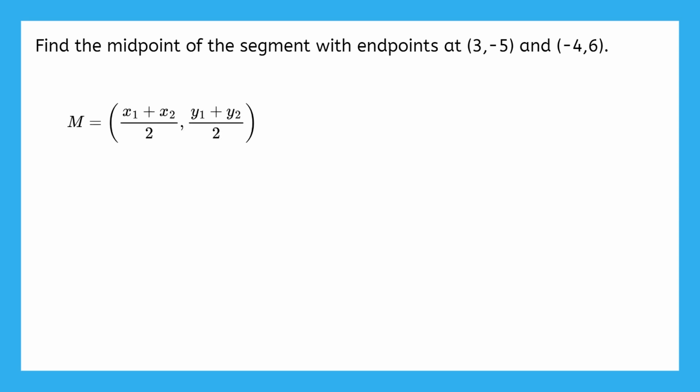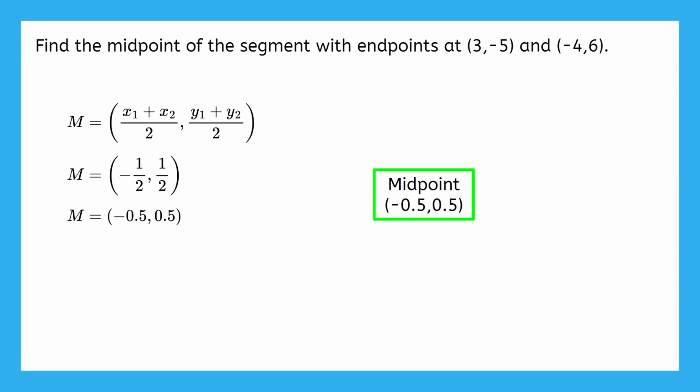When adding the x values of 3 and -4, did you get -1? Notice here that I put the negative in front of the fraction, but you could put it in the numerator too. And when adding the y values, did you get +1? We can convert both of these to decimals, since we wouldn't have to round to do so. And voila! We have our midpoint.